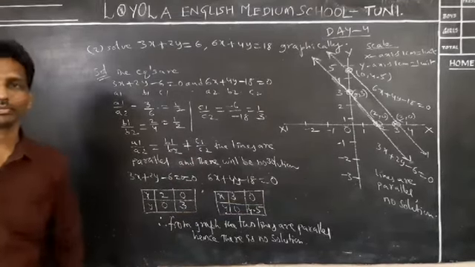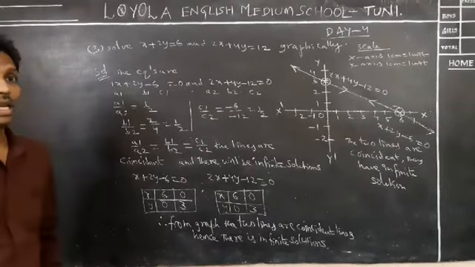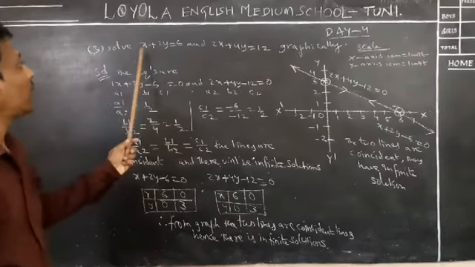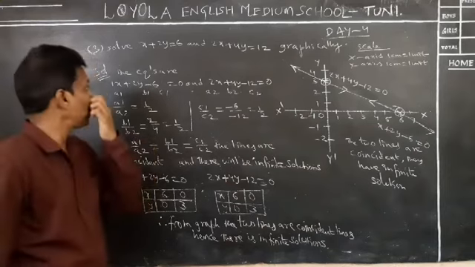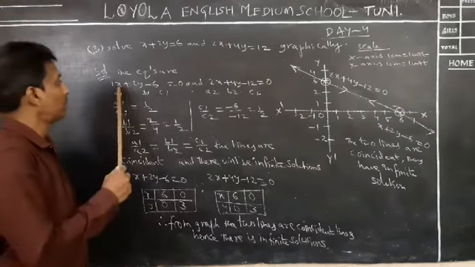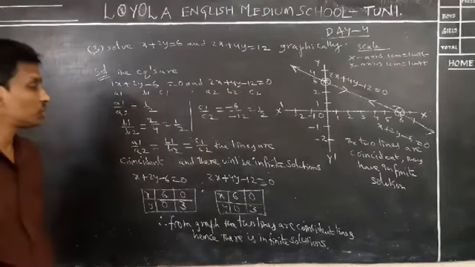Let us note down. Let us go through the last graph problem, that means the last model. Solve x plus 2y equal to 6 and 2x plus 4y equal to 12 graphically. First we write the given equations: x plus 2y minus 6 equal to 0, 2x plus 4y minus 12 equal to 0.